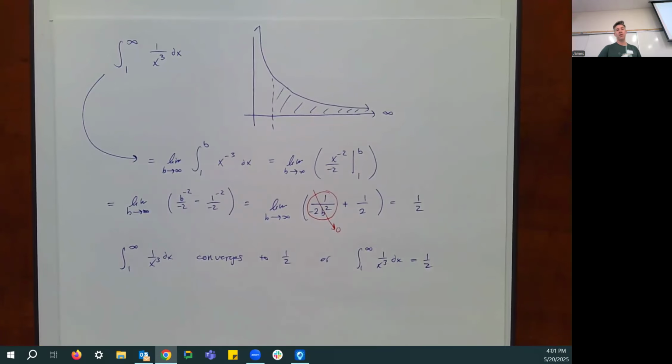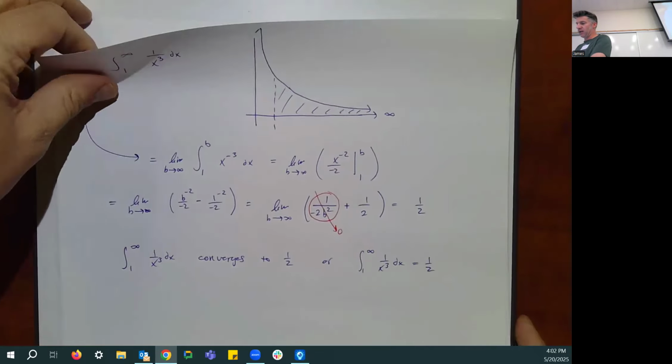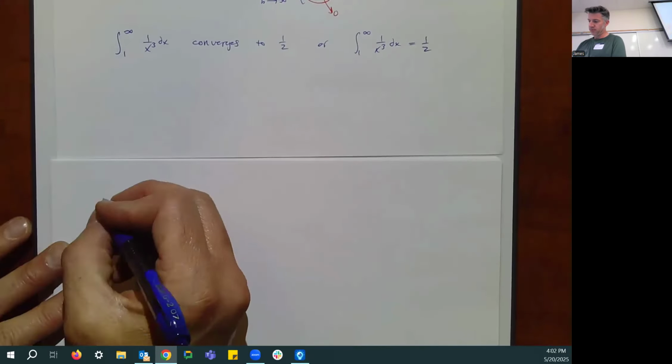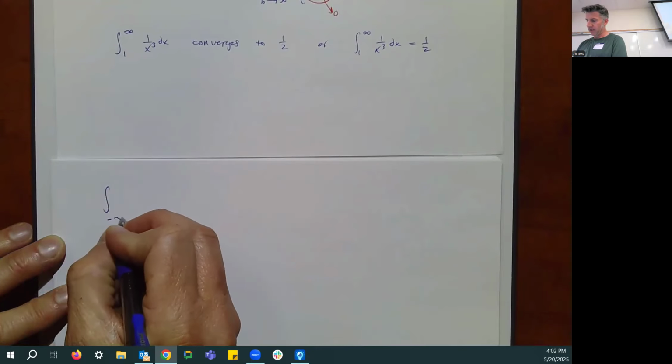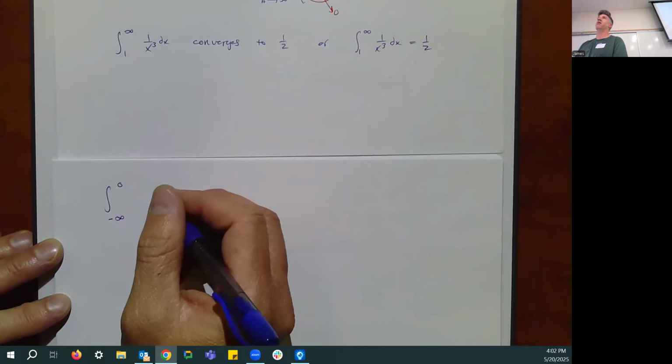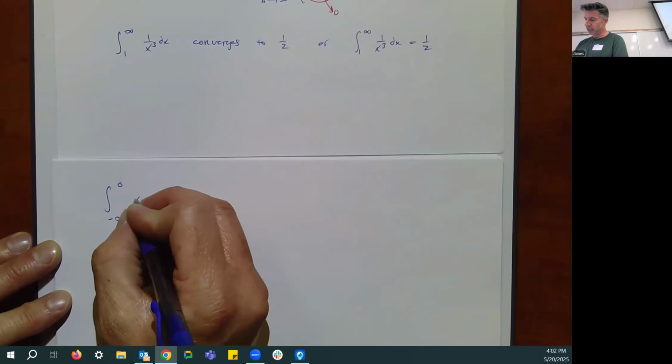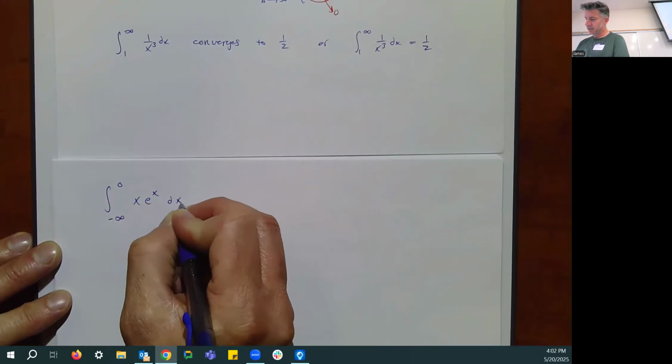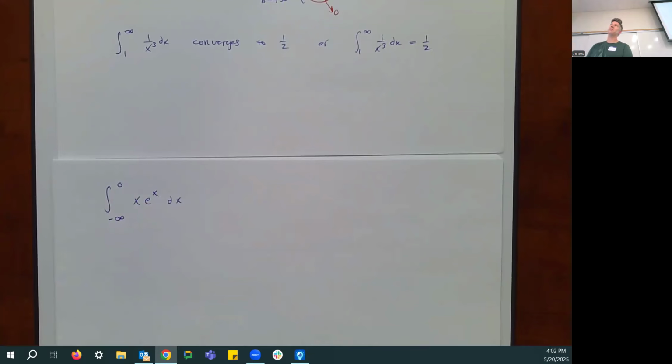So someone asks, what if we had infinity as a lower bound? And I'll say we can't have infinity as a lower bound because infinity is like the biggest thing, but we could have negative infinity as a lower bound. Let's take a look at that. Let's say we had the integral from negative infinity to 0 of, sure, x e to the x dx. Yeah, that'd be fine.